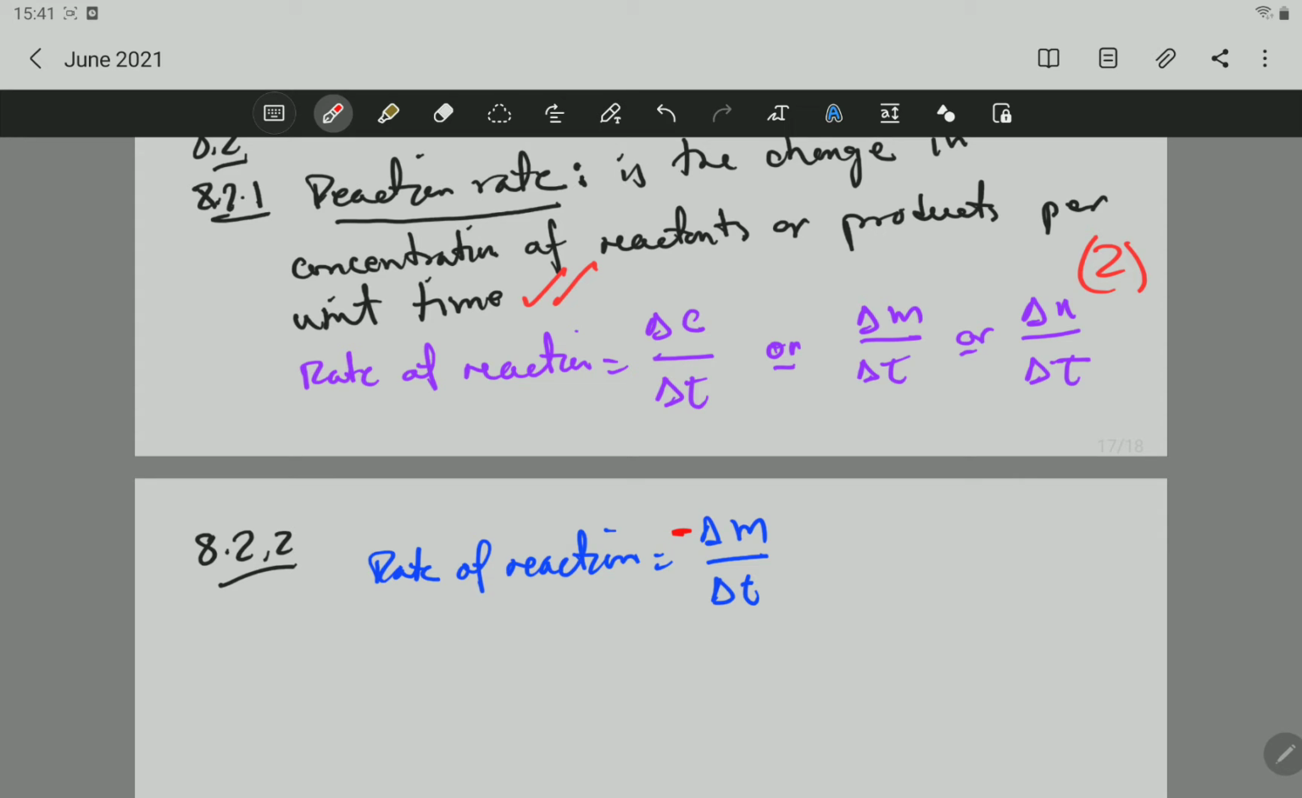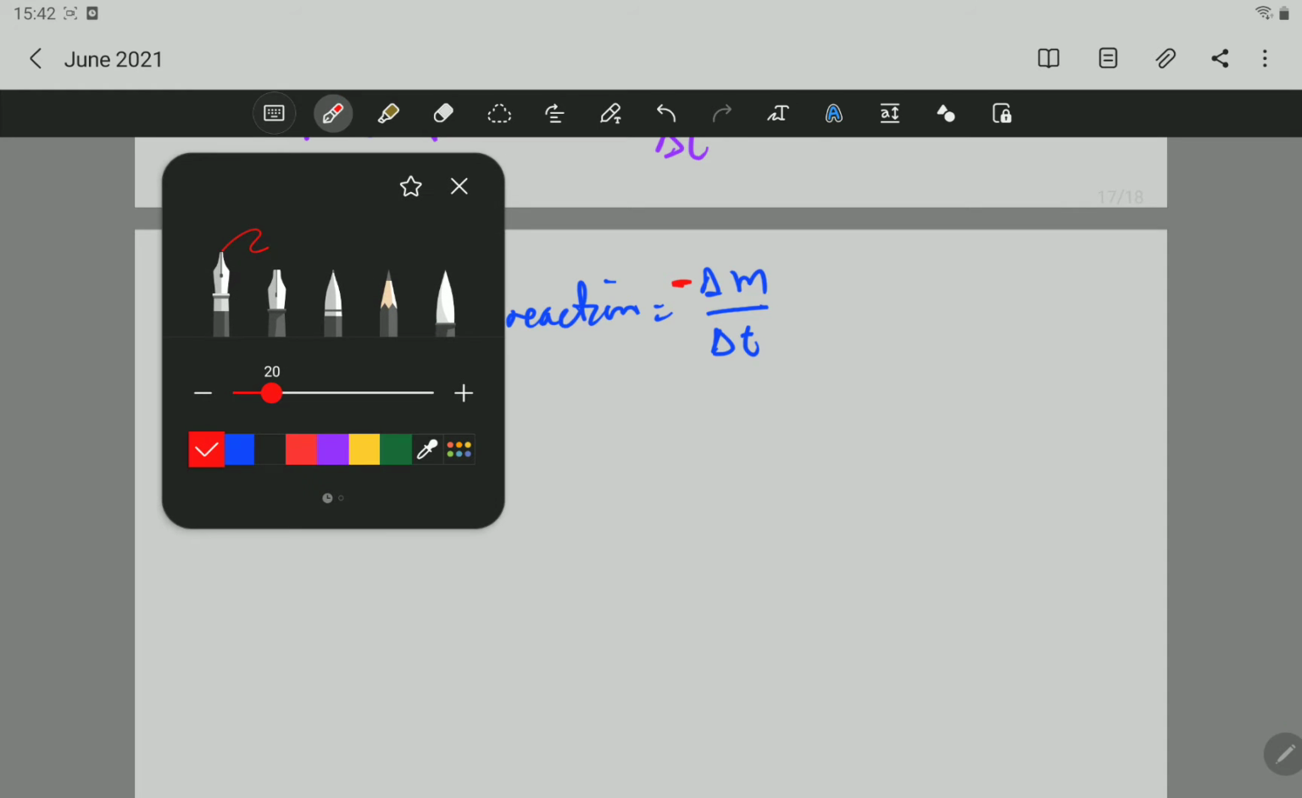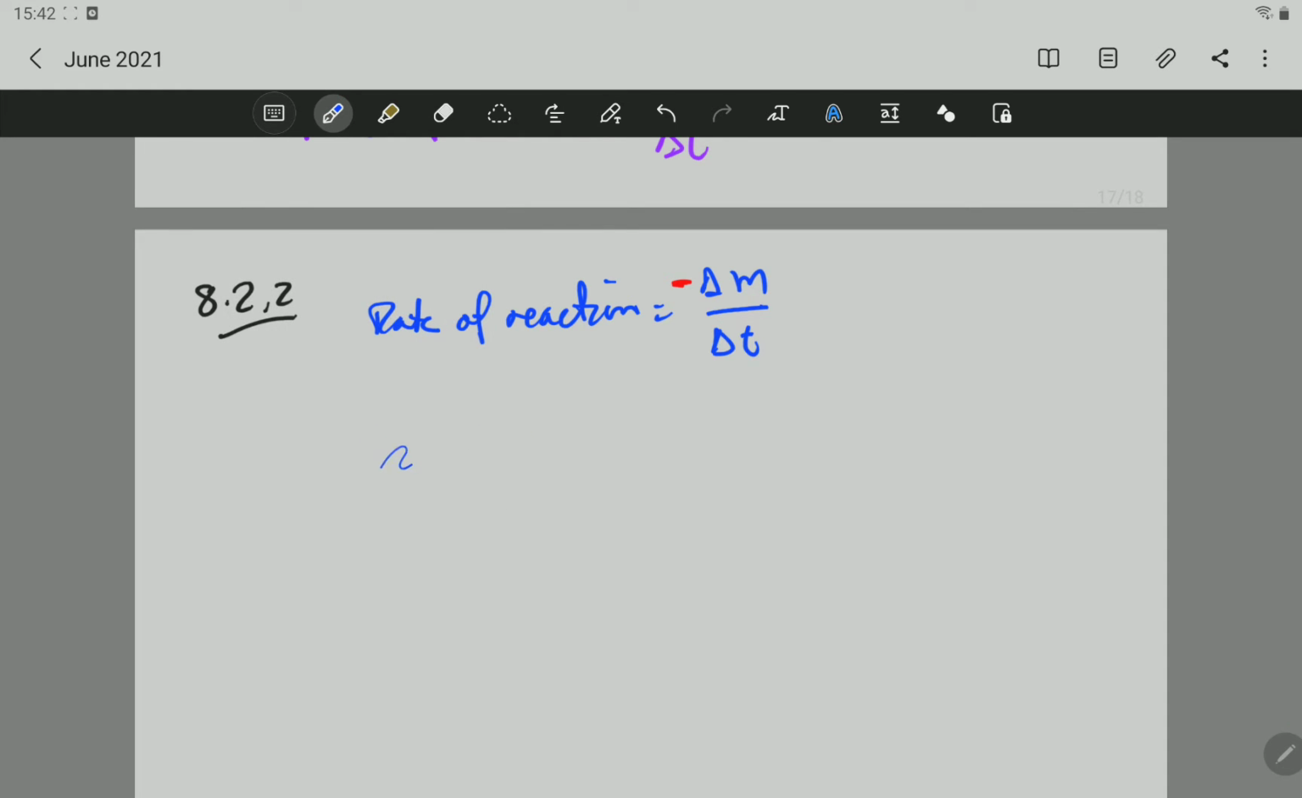It's going to be negative because there is a decrease in the mass of the reactant. If it's an increase, it's a positive change. If it's a decrease in mass or volume or number of moles, it's going to be a negative change. So if we go back to the formula now, then we have that rate is equal to minus.